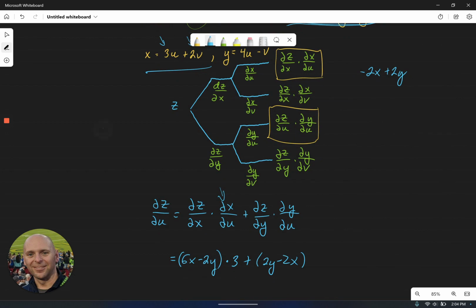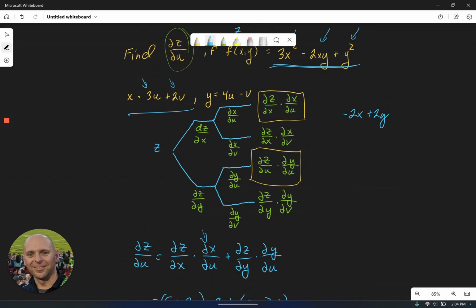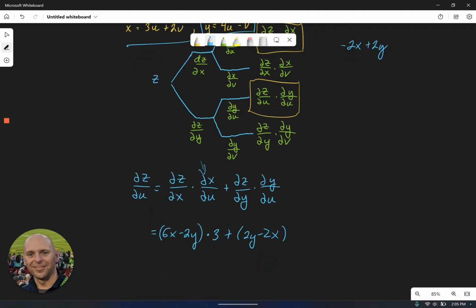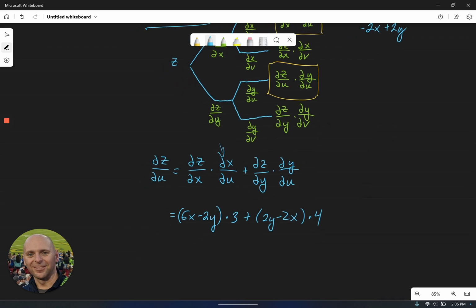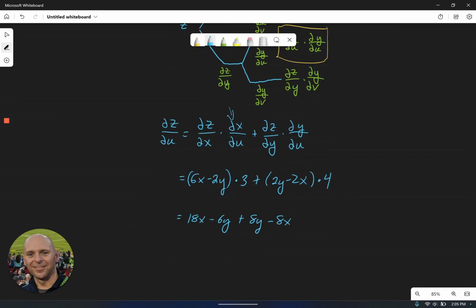And now we take the partial of y with respect to u. So here's y. The partial with respect to u of the first term is 4, and the second term is 0. So we're multiplying times 4. Effectively, that's representing, again, that derivative of the inner function, or what I like to call the cow's tail. At this point, it's just simplification, and we would have 18x minus 6y plus 8y minus 8x, and it looks like our partial derivative then, the partial of z with respect to u, is going to be equal to 10x plus 2y.